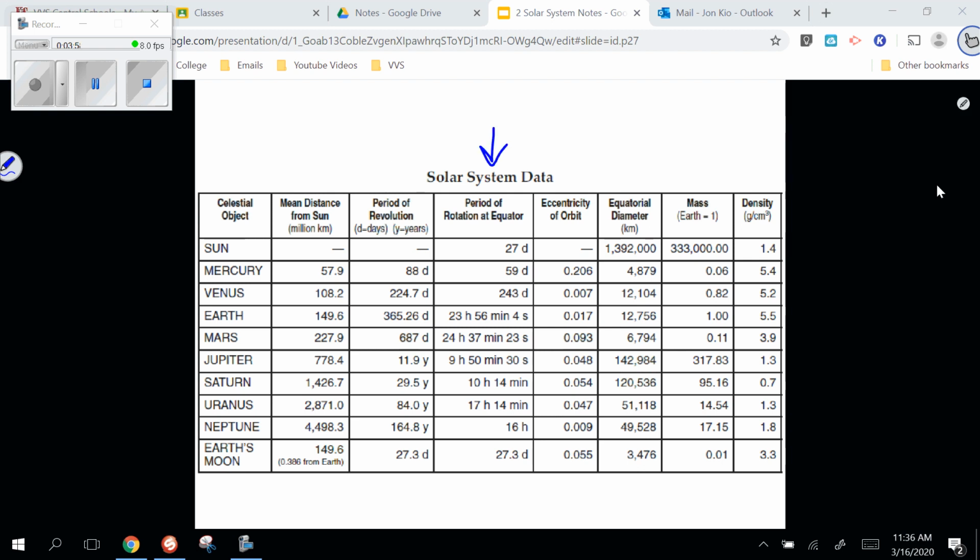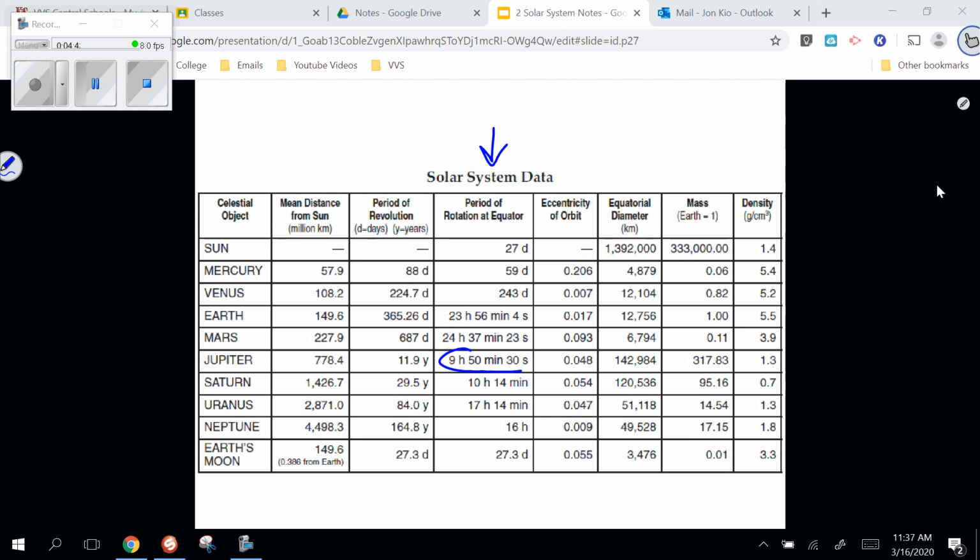Period of rotation, how long it takes to spin at the equator. Notice the sun does have a rotational speed, right? About the same as the moon, by the way. Here's our Earth. There's where we get our 24 hours. If you want to be technical about it, they've got it listed as 23 hours, 56 minutes, and 4 seconds. All right? 24 hours, close enough. Mars is just slightly longer, which means Mars rotates slightly slower than we do. It takes them about 40 minutes longer than us to get around.